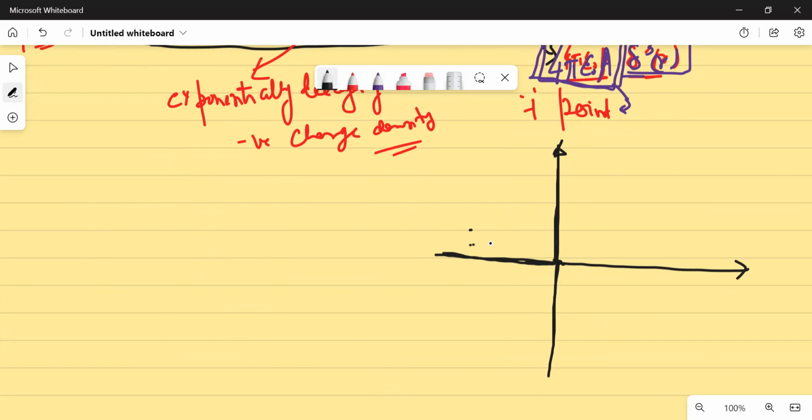How does e to the power minus br officially look? It looks something like this. Its negative is to be taken, and that also for r. So this is my epsilon naught e to the power minus br upon r square. This is my negatively charged cloud, or you can say sort of density around r equal to 0. And at exactly r equal to 0, I have this kind of point charge.